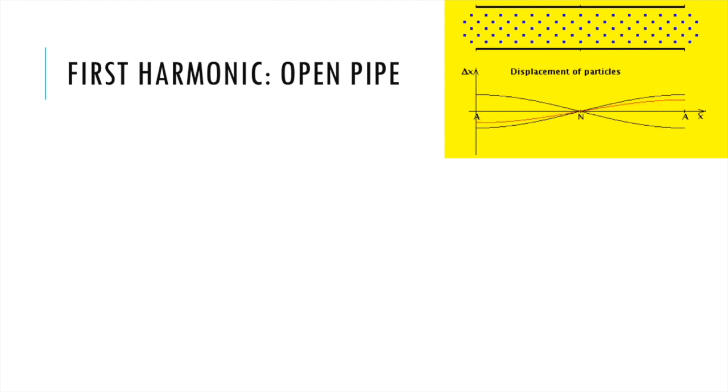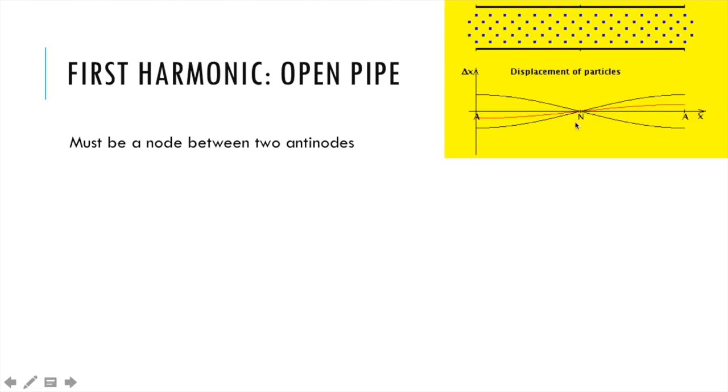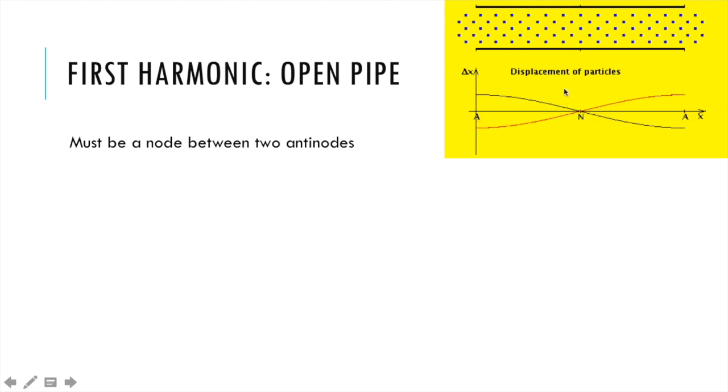So let's look at the open pipe in a little detail. We'll look at the first harmonic. Again, the simplest wave that will fit will be two antinodes at either end based on our boundary conditions. And since we need at least one node in between them, this is the simplest wave we can stick there.